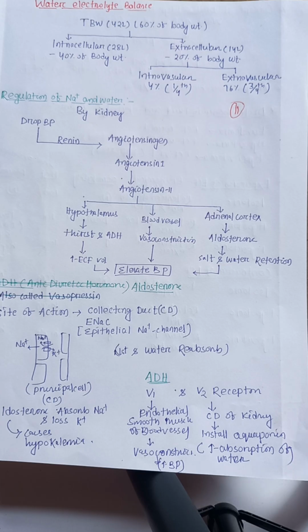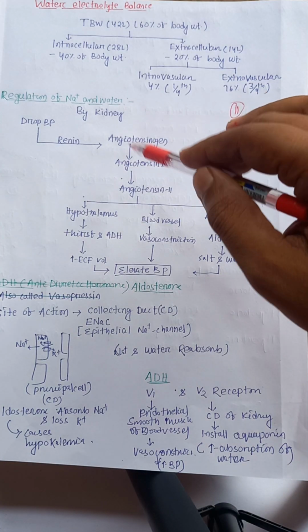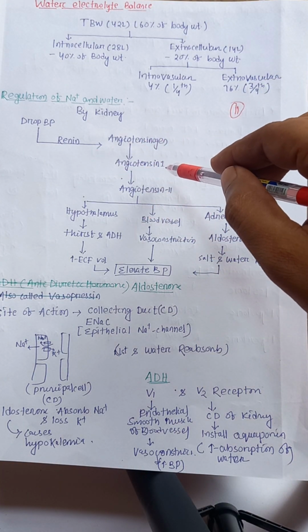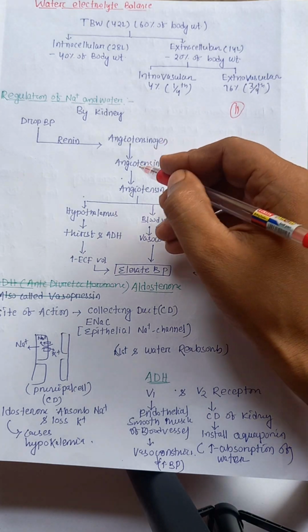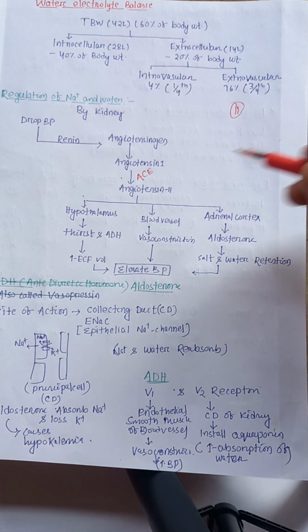Okay, a drop in BP means there will be a decrease in the BP. So what happens is, there will be decreased supply of blood to the kidney, and that is sensed by the macula densa cells, which release renin. This renin is responsible for the conversion of angiotensinogen to angiotensin 1. Angiotensinogen is produced from the liver, remember this. Then angiotensin 1 is converted to angiotensin 2 by ACE, the angiotensin converting enzyme, that is present in the lungs.